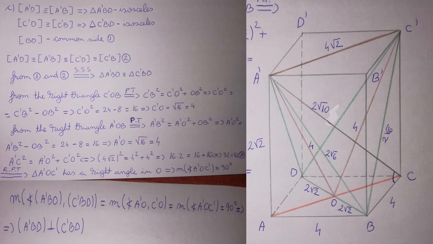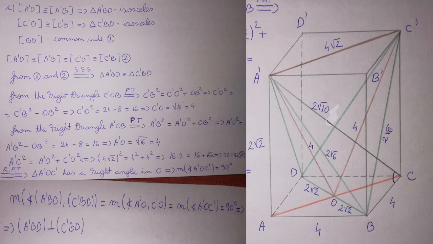Point C. The segment A'D is congruent to the segment A'B, so we have that the triangle A'BD is isosceles. The segment C'D is congruent to the segment C'B, so the triangle C'BD is isosceles. BD segment is the common side. We mark this statement with 1.